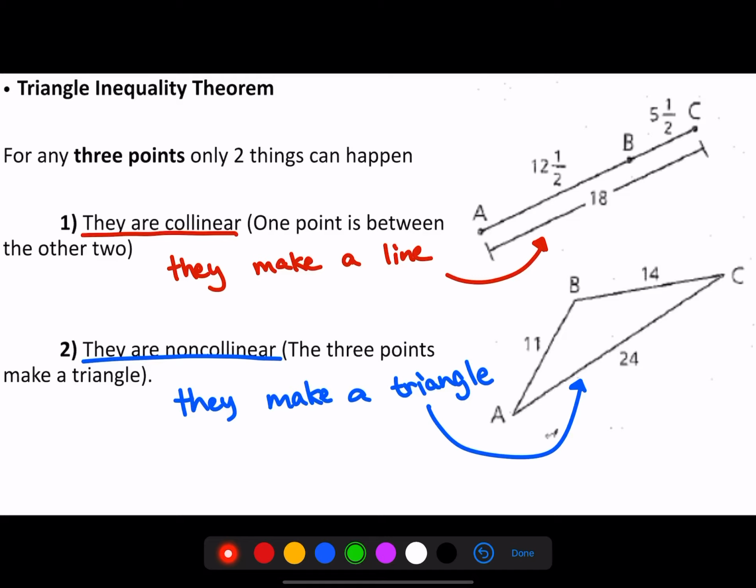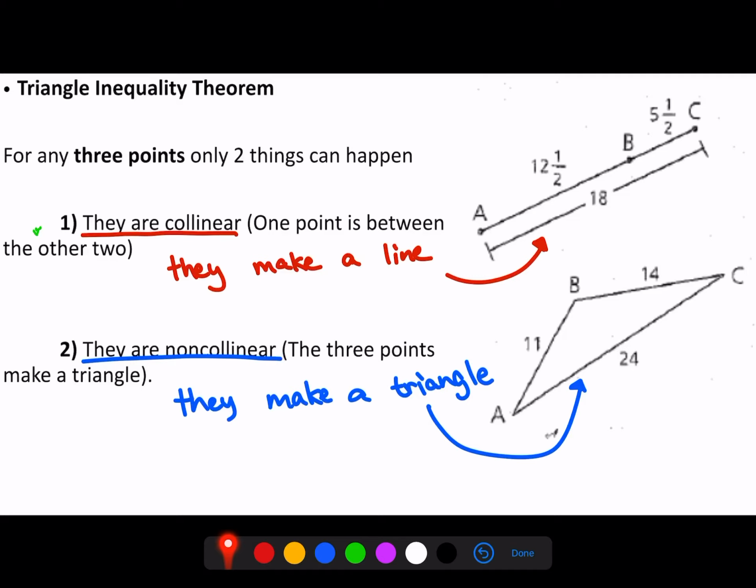Last couple of things that we're going to talk about in this video. The triangle inequality theorem, you heard me say this earlier. The triangle inequality theorem says that if I have 3 points, only 2 things can happen. The first thing is that those points are collinear, which means that it will create a straight line. The other option is if they are non-collinear, meaning the 3 points are not on the same line. If that's the case, it would create a triangle. So again, collinear, it creates a line. Non-collinear, it creates a triangle.